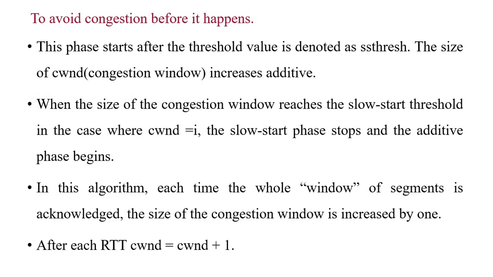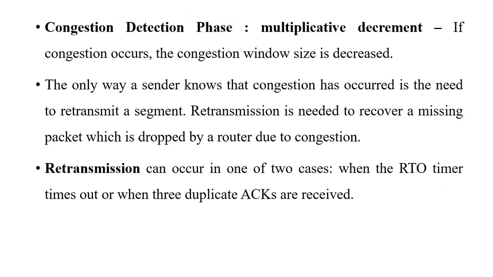To avoid congestion before it happens, we need to keep the phase where the threshold value is denoted as the slow start threshold. When the size of the congestion window reaches the slow start threshold, the phase will be temporarily slowed down, and we then again increase the data packets. And in the congestion reduction phase, once congestion is detected, we apply multiplicative decrease, and the congestion window size will be decreased.